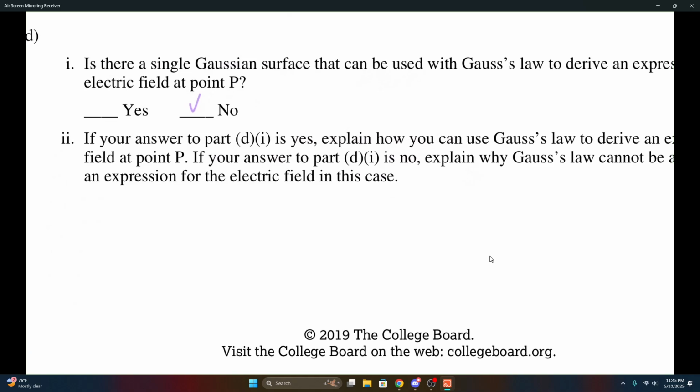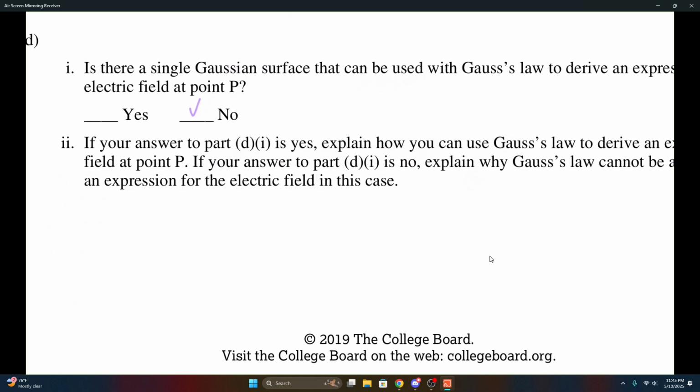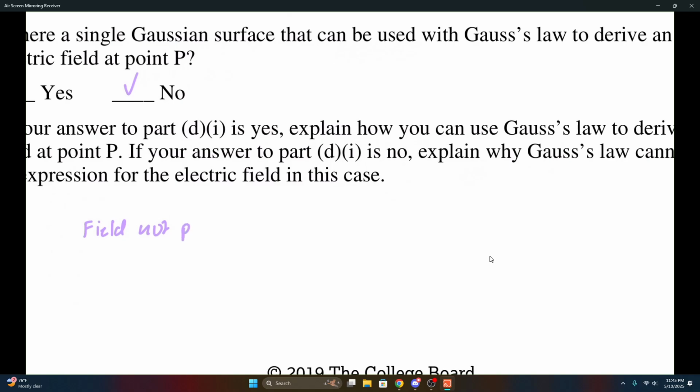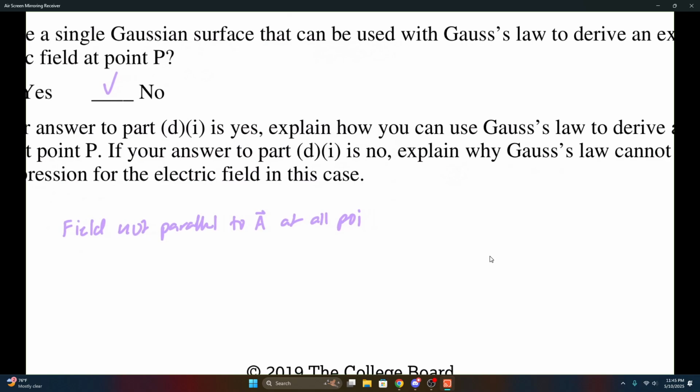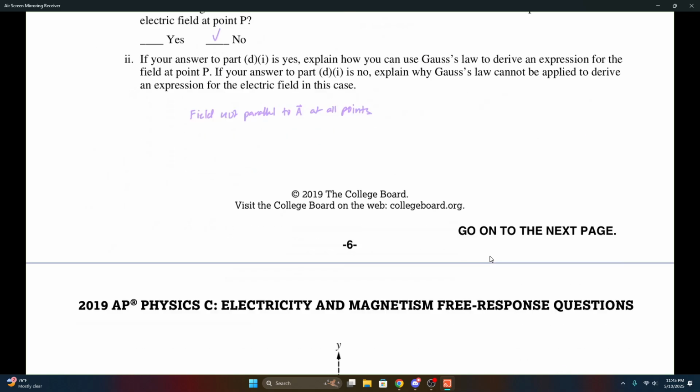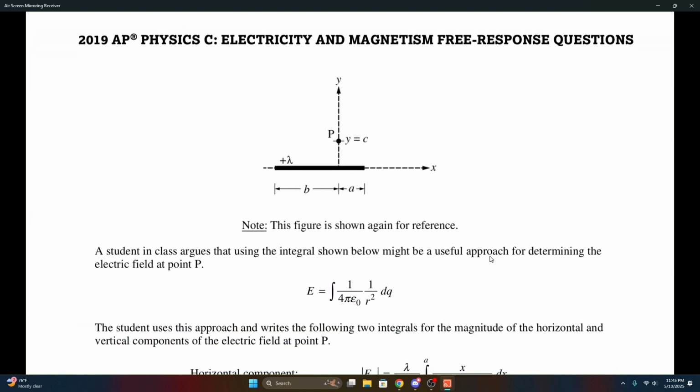So the field is not parallel to the area vector at all points, which is a necessary condition for using Gauss's law in a helpful way. A student in class argues that using that might be a useful approach for determining the electric field.